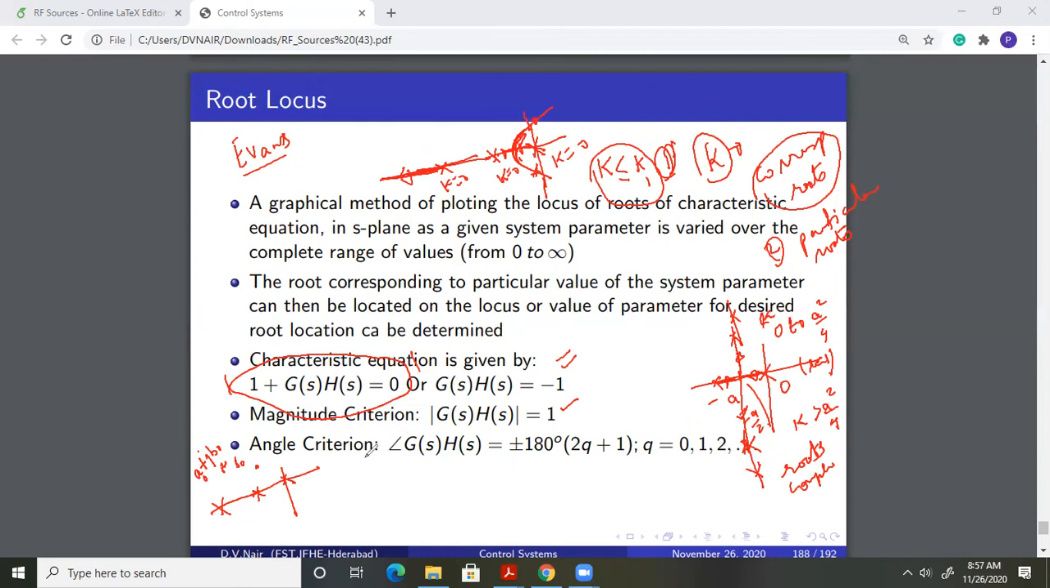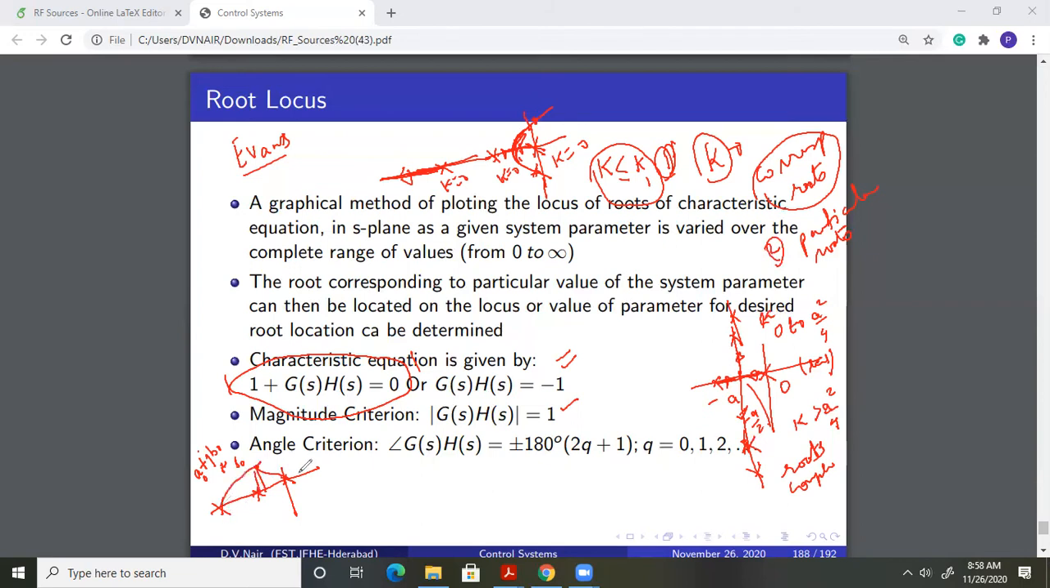It has to satisfy the angle criteria. Angle criteria means what? Again, I will find out the angle of GSHS at this point by substituting S equal to A0 plus JB0 in the given open loop transfer function. And if the angle comes out to be an odd multiple of 180 degrees, like 180 or 3 into 180 or 5 into 180, like that, I would say now this point S naught is lying on root locus, right? So normally, how do we find the angle contribution? Instead of doing it with a calculator, we will be connecting this point of interest with each of the open loop poles and zeros, right?